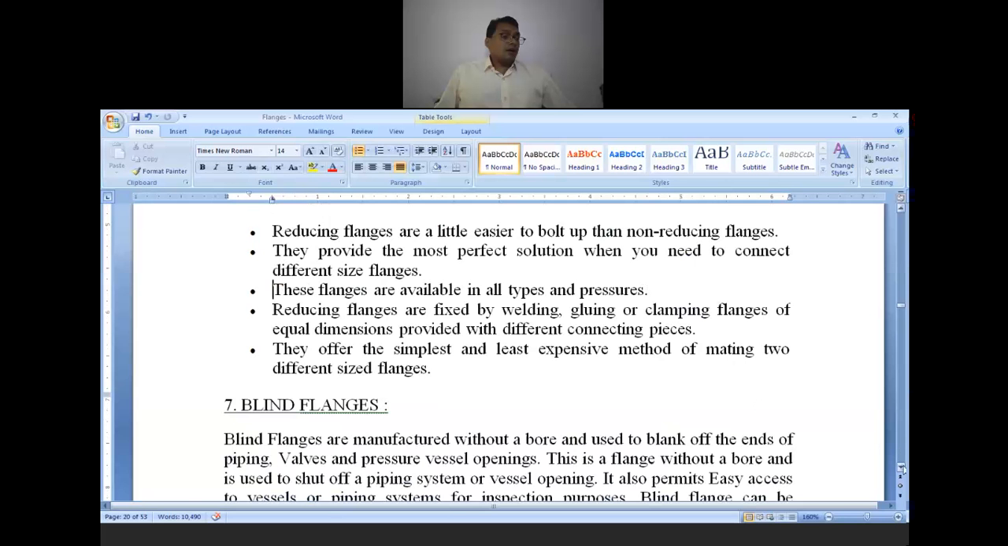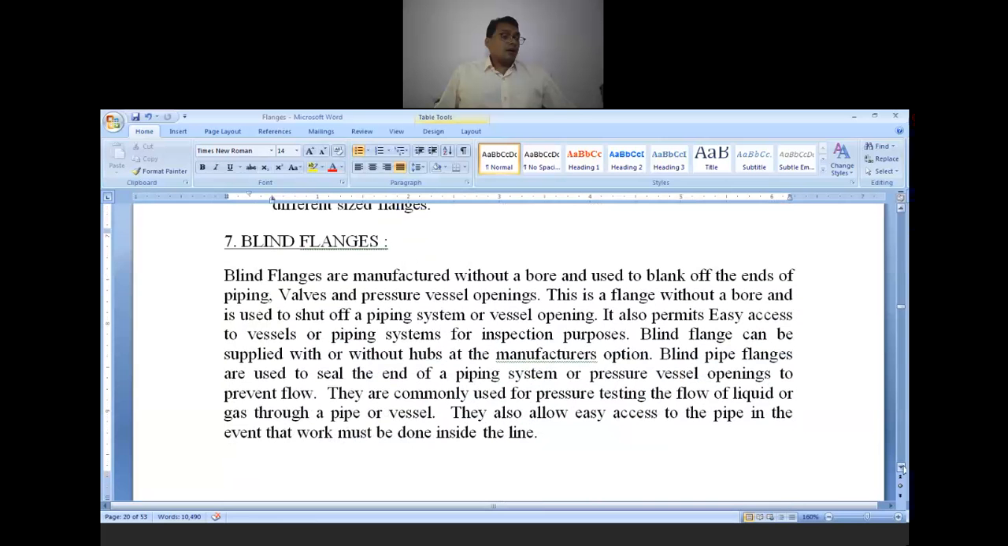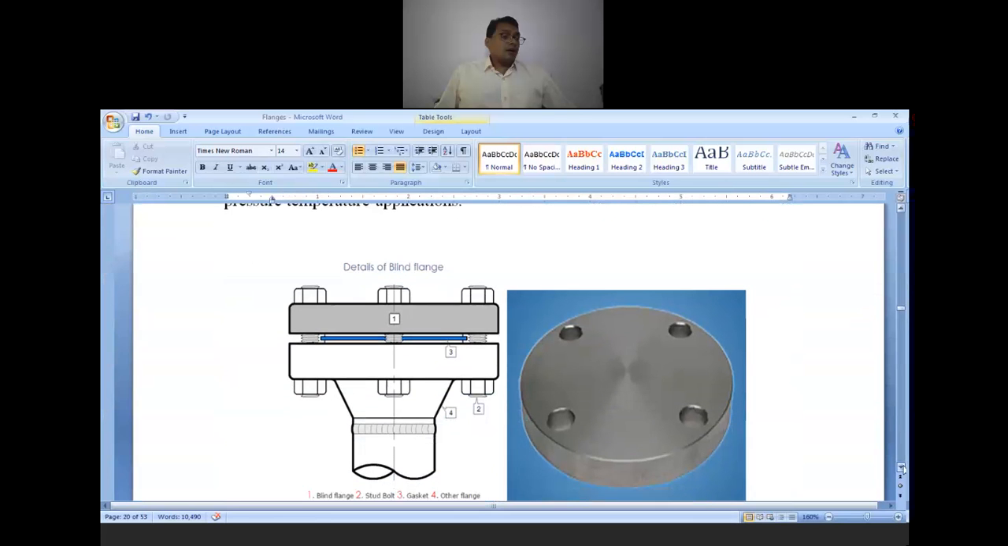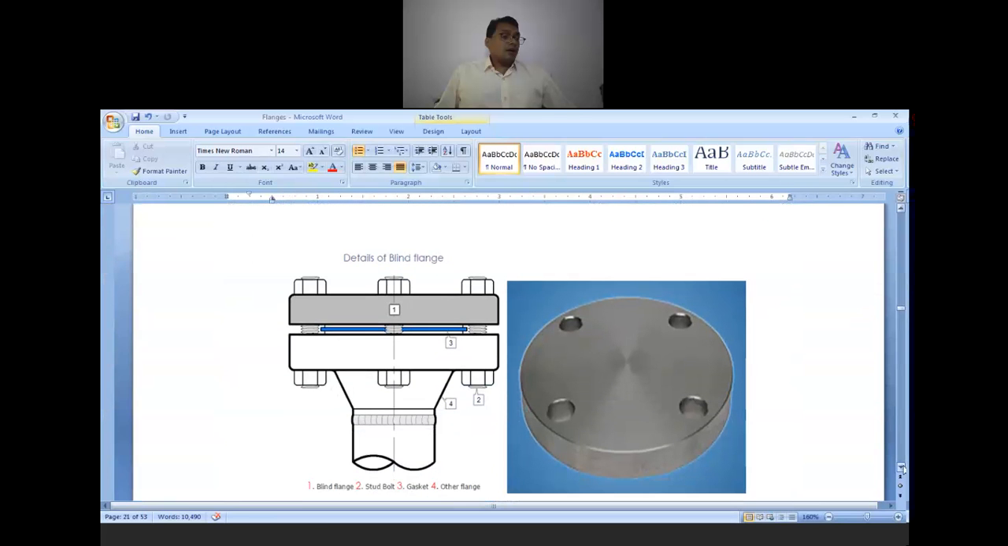Then there is again an important type, that is the blind flanges. Blind flanges are provided at the end, where no flow is provided. That means there is no additional hole provided at the end. That is why it's called a blind flange, where you are restricting the flow. Flow will not move further. That is the end. There is no other pipe attached to the other end of this blind flange.